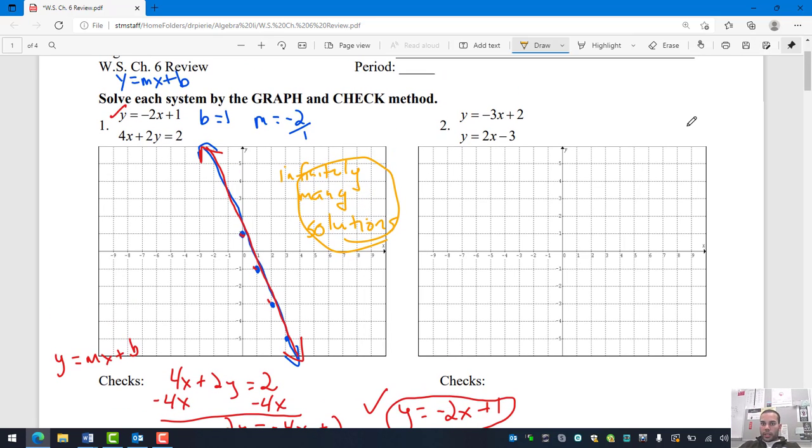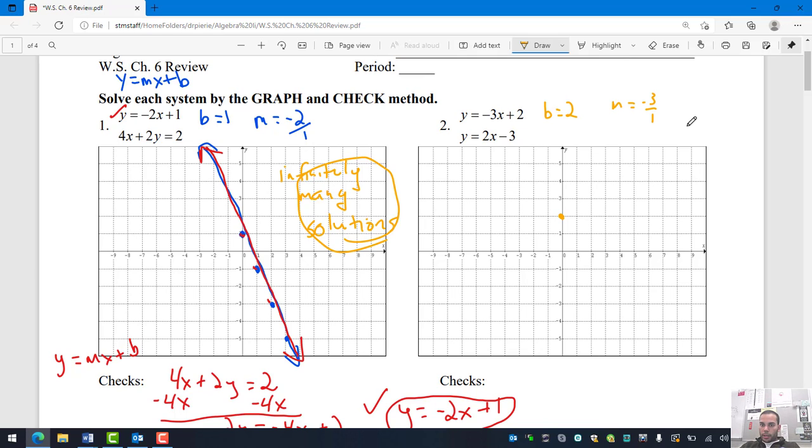Okay, now if we look at example 2, a little bit more straightforward. But what's nice about this one is that both these equations are already in slope-intercept form. For this first equation, b is equal to 2. The y-intercept is equal to 2, which is up here, and then my slope is negative 3 over 1.